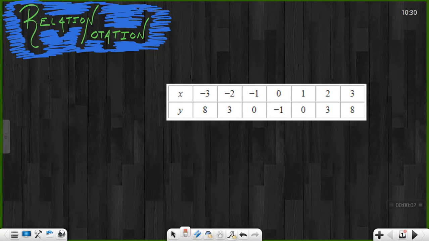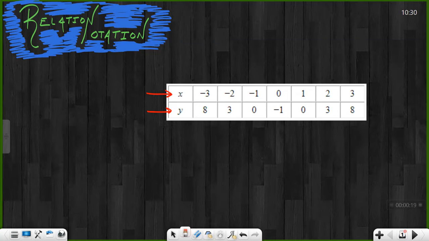This video is on relation notation and what a relation is. It's not going to get into how to determine the rule of a table. That's way back in chapter 3, and you can go to that. But we have been looking at tables for a while now, and this table shows a relationship between our input of x and our output of y.